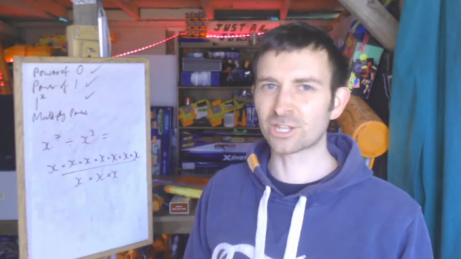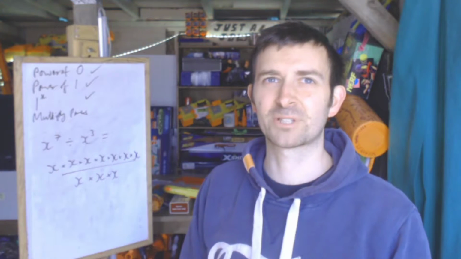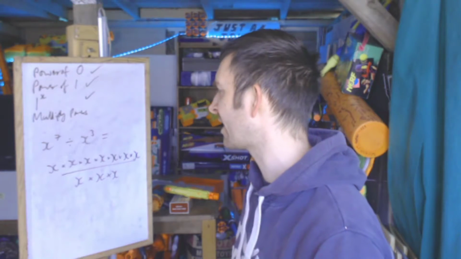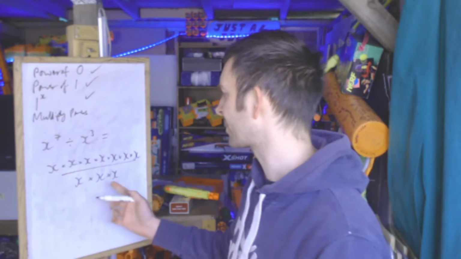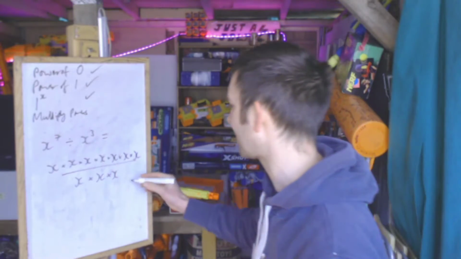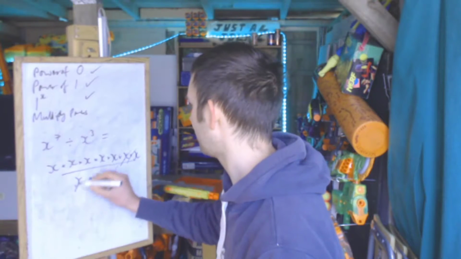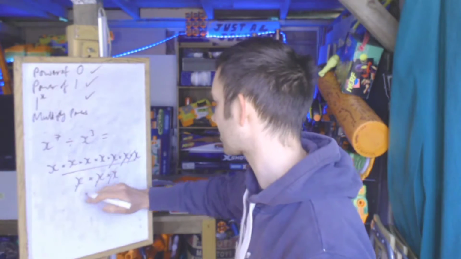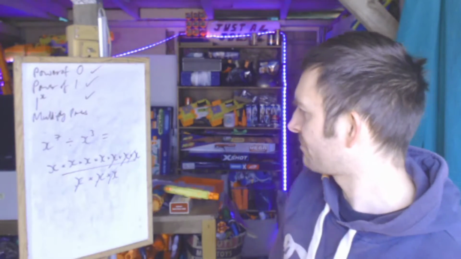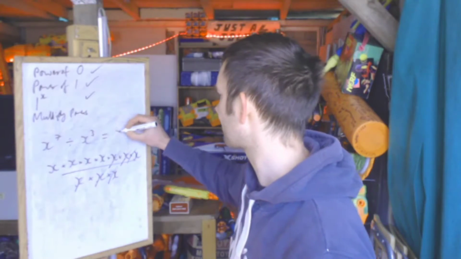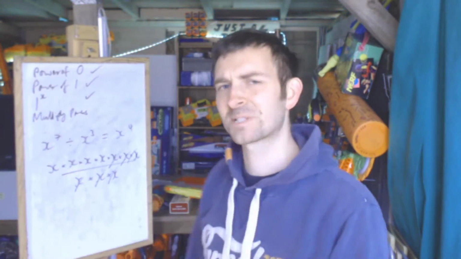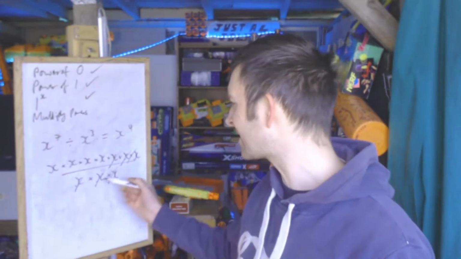Now, if you know anything about dividing things and cancelling things out, then you'll be able to just look at this and say, well, we can cancel some of these out. We can cancel that out, and we can cancel that out. And that means we're just left with x to the power of 1, 2, 3, 4 there. So the answer would be x to the power of 4. And that's absolutely correct. The thing is, we don't need to do this.